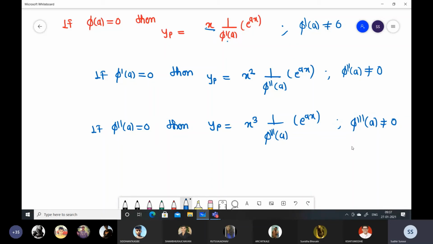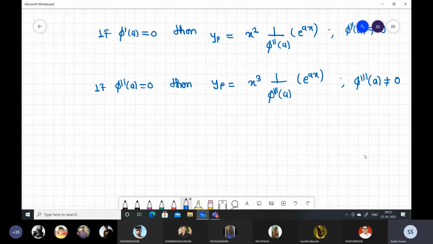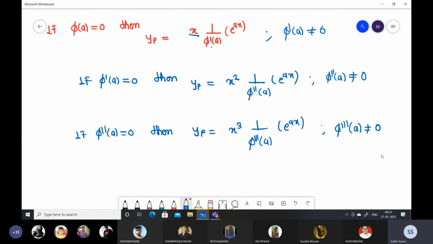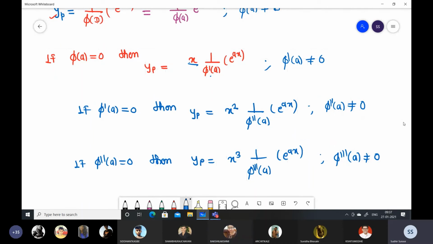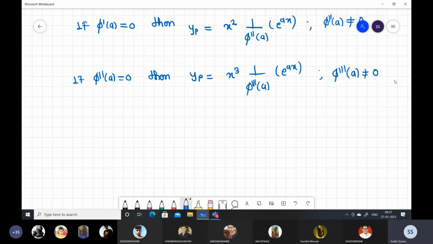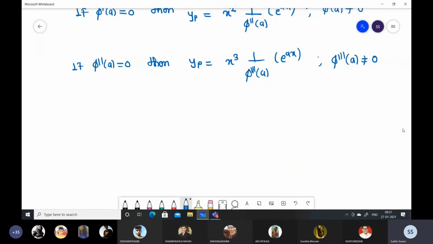Okay, so let me explain a particular example of this shortcut formula. Yes sir, can you explain again that phi dash a equals to 0? I will explain it with the help of an example. You will not understand this directly. Okay, sir. So let me take one example, just for understanding. We will understand all these shortcut formulas one by one.